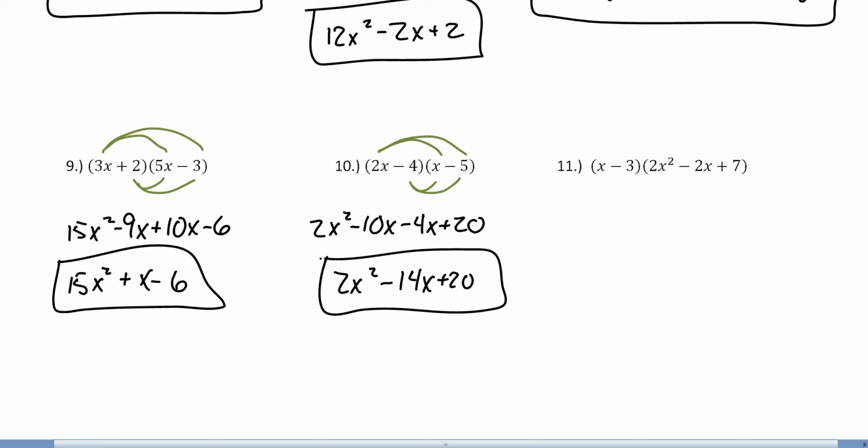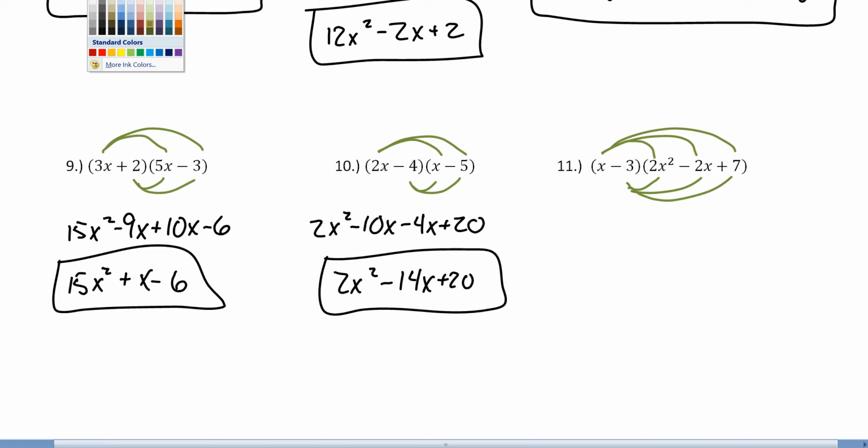Okay. This one, same kind of thing. I distribute each of these terms. So I'm going to distribute the x to all 3 of these things. And then I distribute the negative 3 to all 3 of these things. And I just write down what I get. So here we go. I distribute the x. X times 2x squared is a 2x cubed. X times the negative 2x is a negative 2x squared. X times the 7 is a plus 7x.